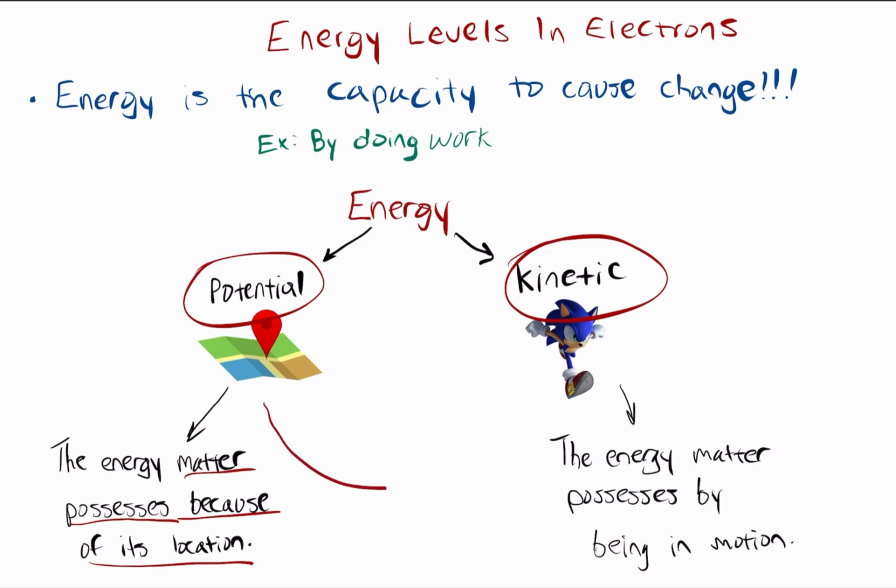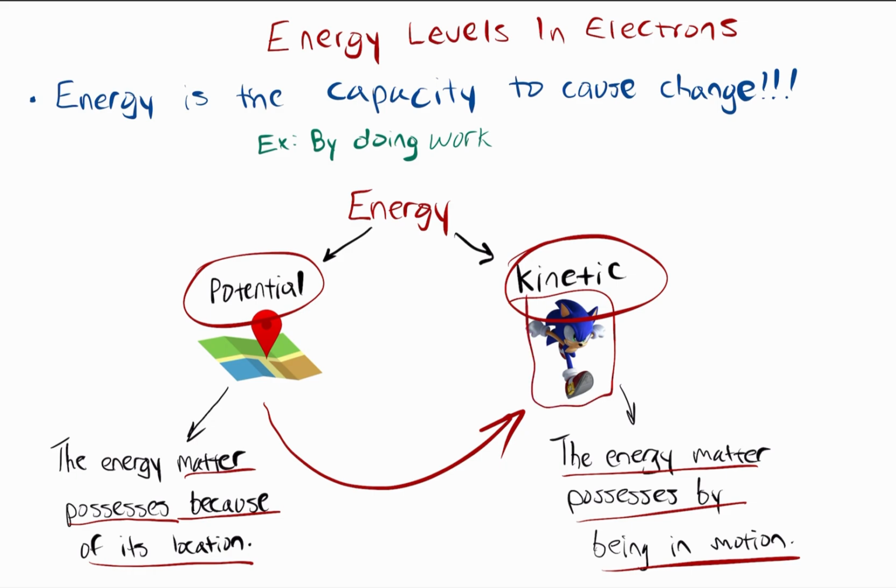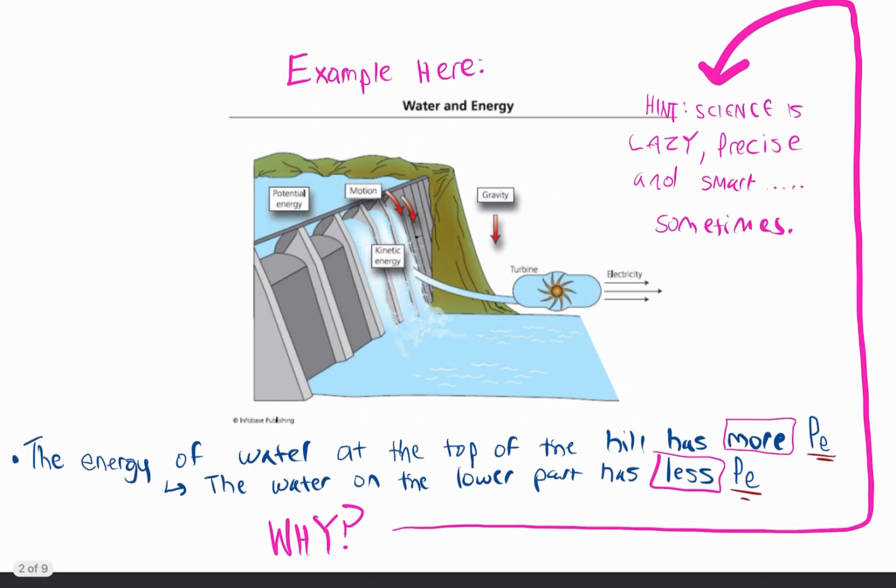And then if we move over to kinetic, it is the energy matter possesses by being in motion. I have this cool little Sonic character here, so this is a good way for you guys to remember. Potential energy is because of its location, and kinetic is because of motion, and we have Sonic here again.